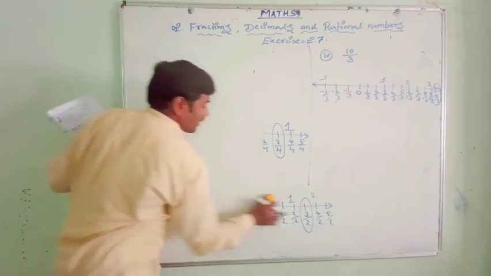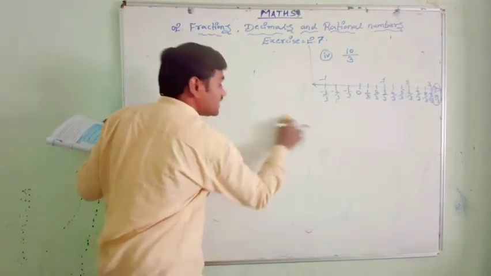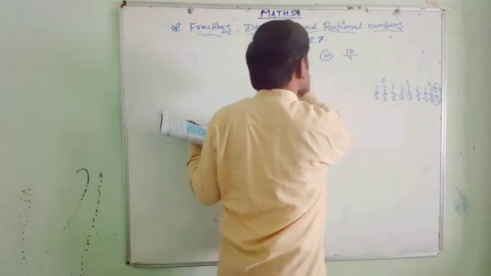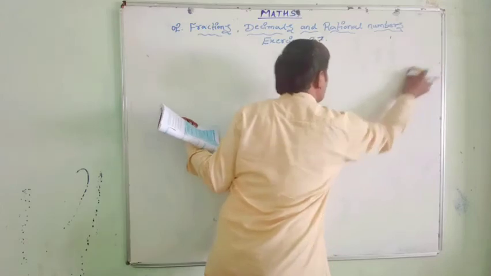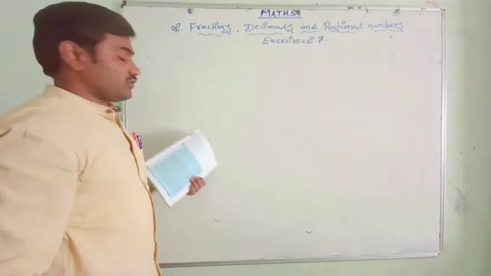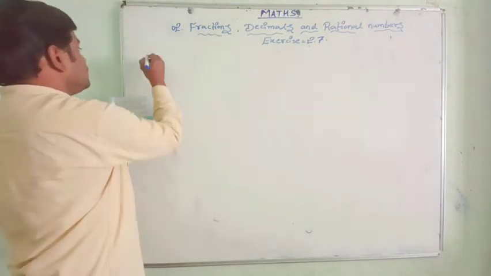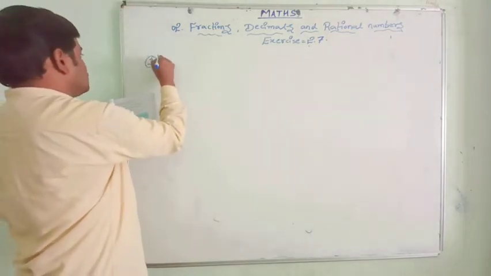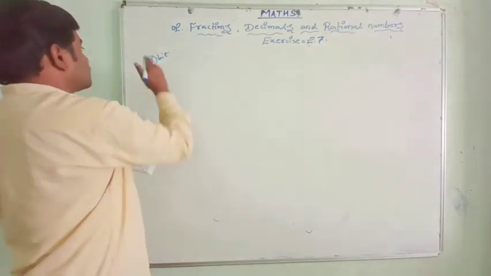Rational number line. Here only the denominator will tell us how many partitions we have to make between two numbers. If the denominator is 2, then 2 partitions will be made. If the denominator is 4, then 4 partitions will be made. So here the third bit, that means the third question, is completed. This is the fourth bit actually.